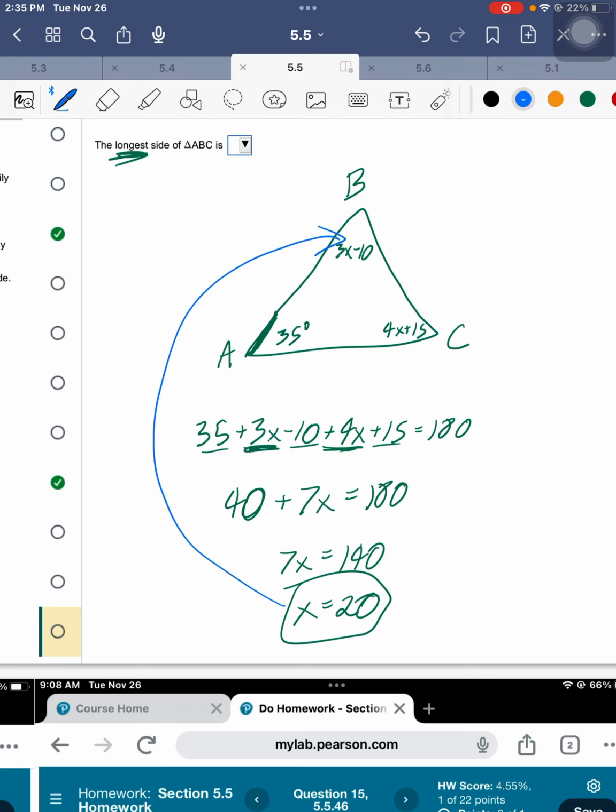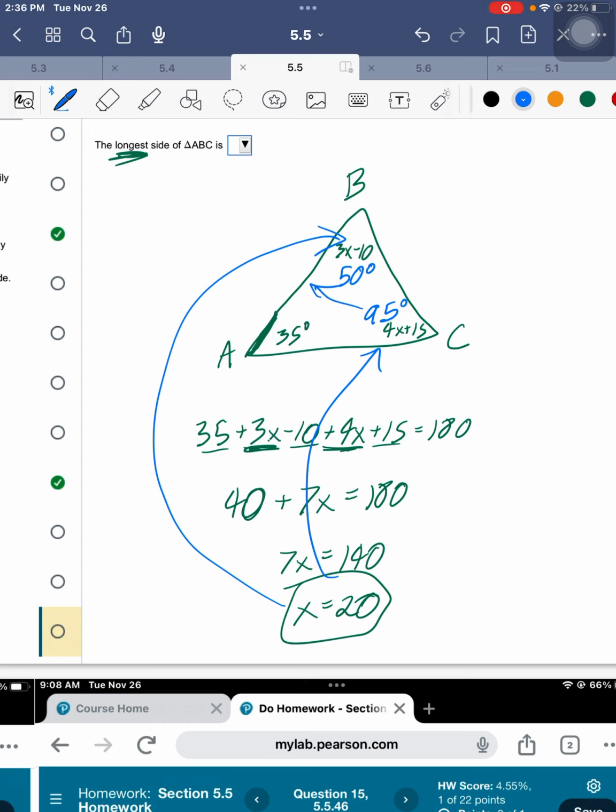I'm going to plug in this 20 onto the 3x minus 10. So what's 3 times 20? 60. What's 60 minus 10? It's 50. So this angle's 50. What is 4 times 20? That's 80. I already know it's bigger. It doesn't even matter what the answer is because 4 times 20 is 80. So 95. So is this valid? 30. Yep, this all equals up to 180.